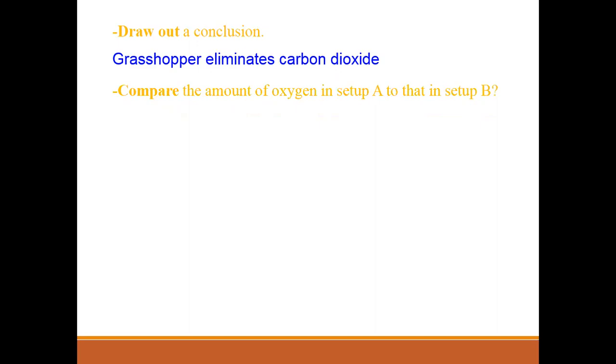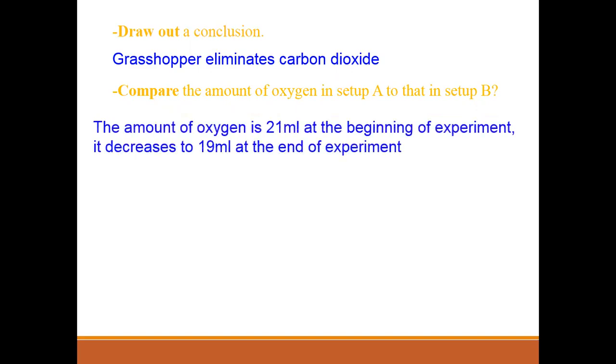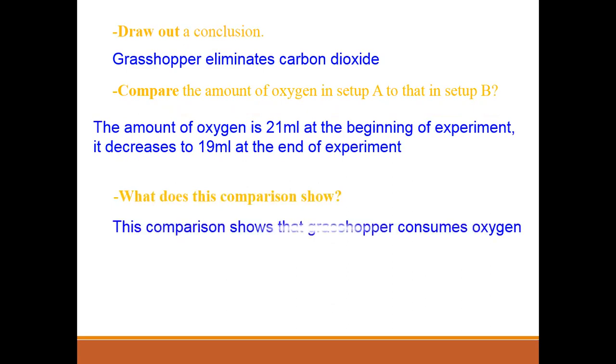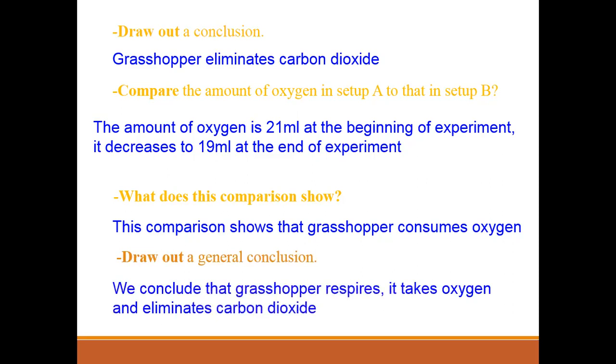Compare the amount of oxygen in the setup A to that in setup B. The amount of oxygen is 21 milliliters at the beginning of experiment in setup A. It decreases to 19 milliliters at the end of experiment in setup B. What does this comparison show? This comparison shows that a grasshopper consumes oxygen. So draw out a general conclusion. We conclude that grasshopper respires, it takes oxygen and eliminates carbon dioxide.